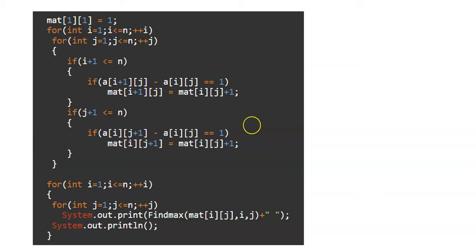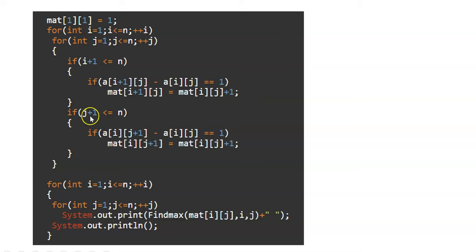So the algorithm is like this. We'll initialize matrix of 1, 1 as 1. And then we'll run it for all the cells here. This is the intermediate state construction, right? This is not the final state construction. So what we are doing is, if i plus 1 is less than or equal to n, and a of i plus 1 minus a of i j is 1, that means there is one increase in the row. Then matrix of i plus 1 comma j equals matrix of i comma j plus 1.